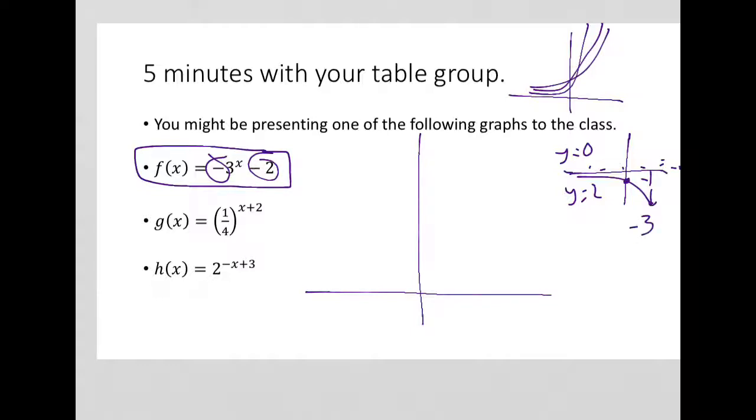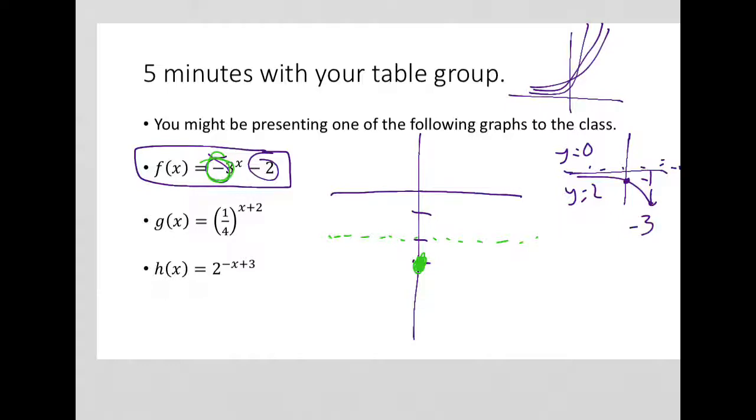So let's sketch that all in this big graph. So my horizontal asymptote moved down to negative 2. So I get that. Meant to say horizontal asymptote there. My y-intercept got shifted down to negative 3. So I get that right there. And I've got that negative out front, which is flipping my graph down. So I'm going to get that little feller right there.